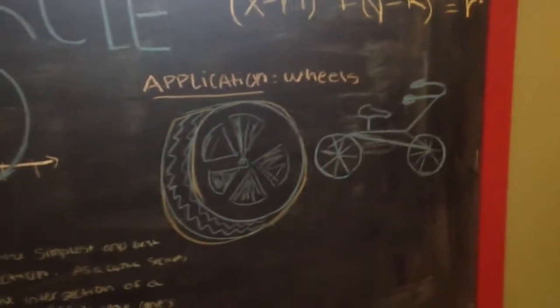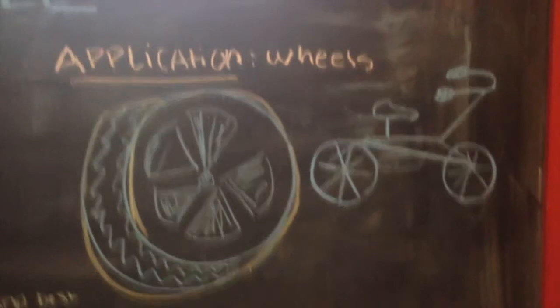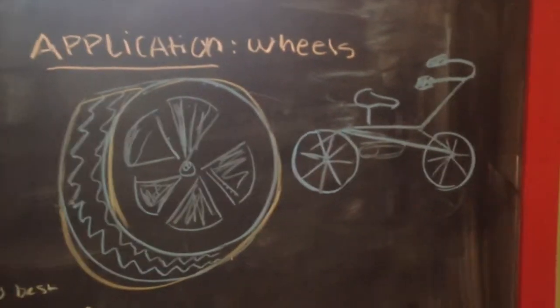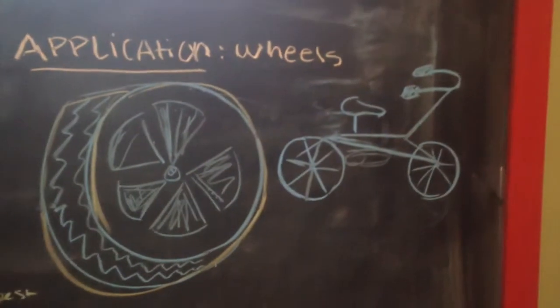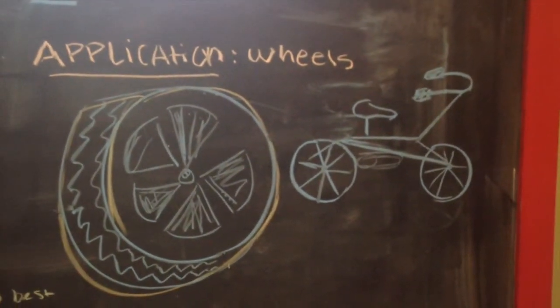A common application for a circle is wheels, such as a tire wheel or a wheel on a bike. Possible career paths for a circle include working or designing tires for Michelin, or a clown on a unicycle.